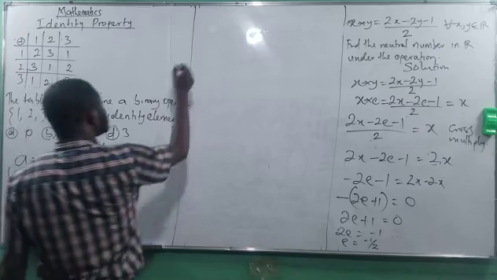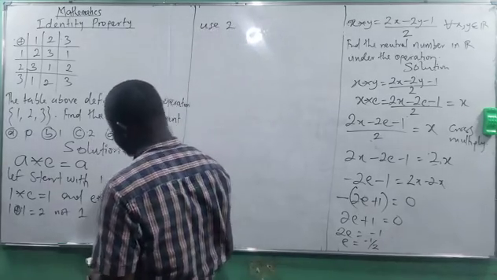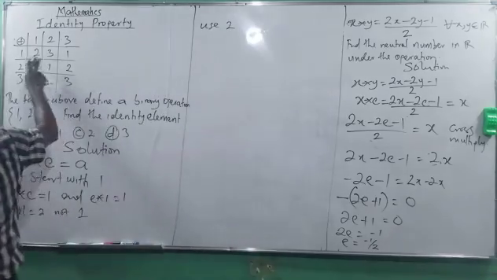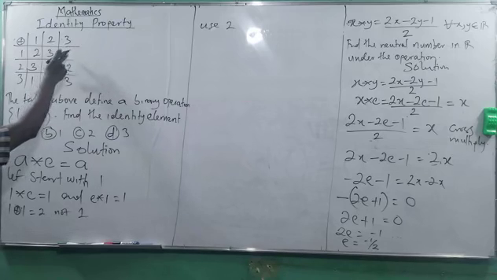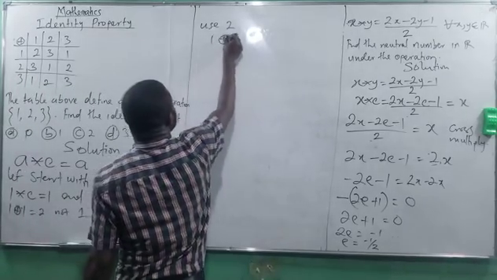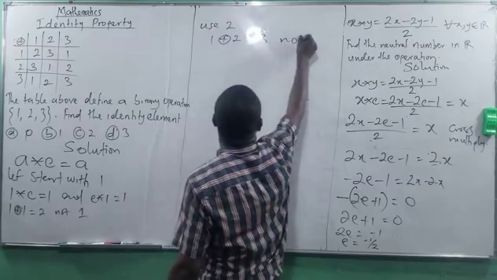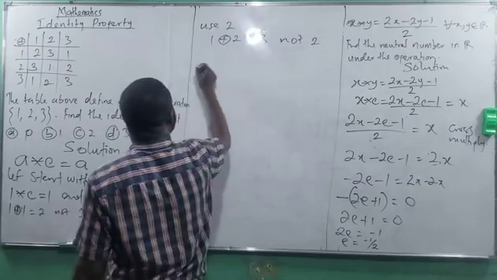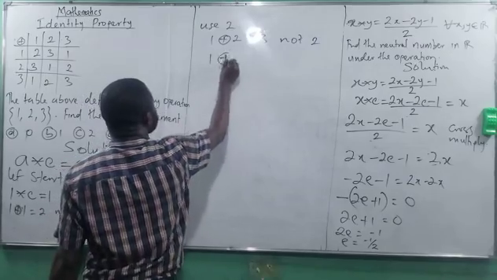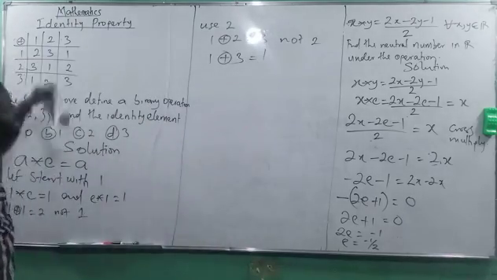Now let me also use 2. You know that 1 operates with 2 is 3. 1 operates with 3 equals 1. Now, look at 1 operates with 2 will be equal to 3, not 2. So it's not 2. Let's start from another one. 1 operates with 3 equals 1. Here, 1 operates with 3 equals 1.